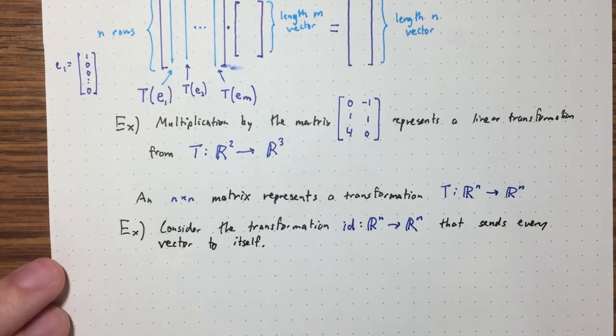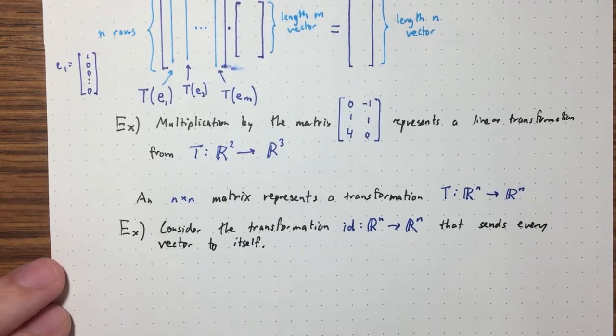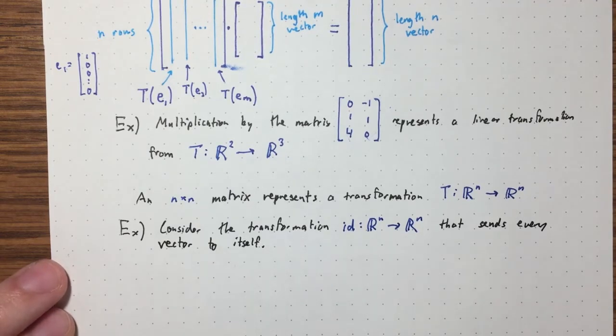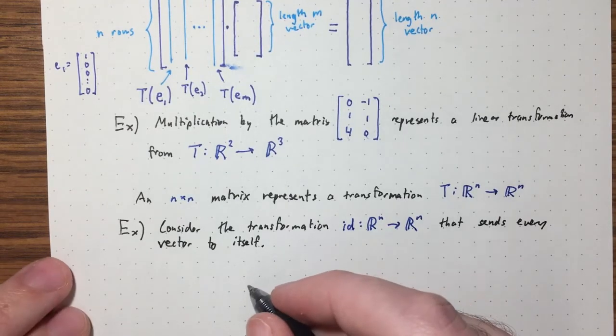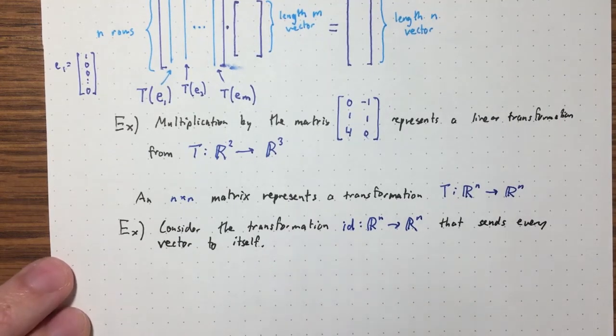Is that a linear transformation? Well, what do we have to check? We have to check the properties. But those properties, once you write them down, you'll see that it's just obvious. Because this is sending every vector to itself. In particular, it sends the 0 vector to 0.